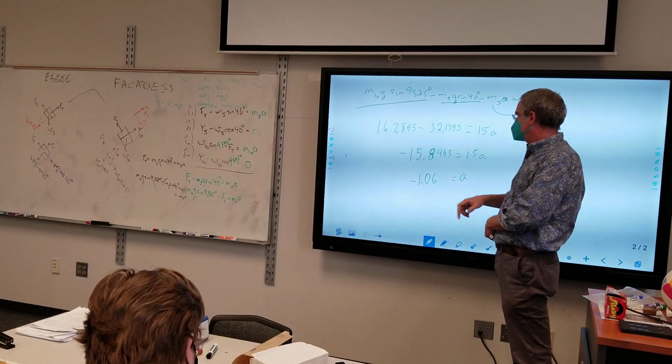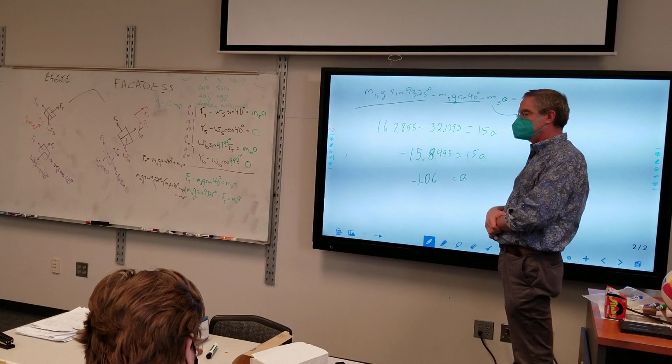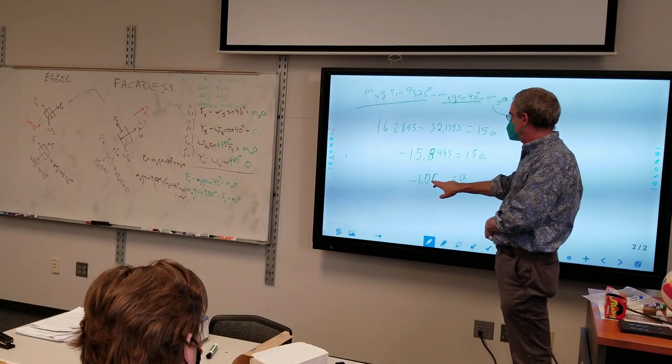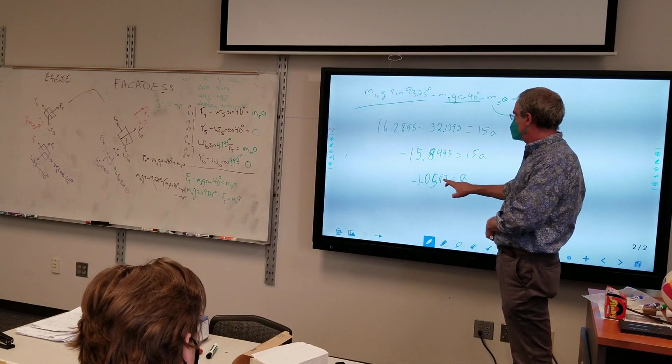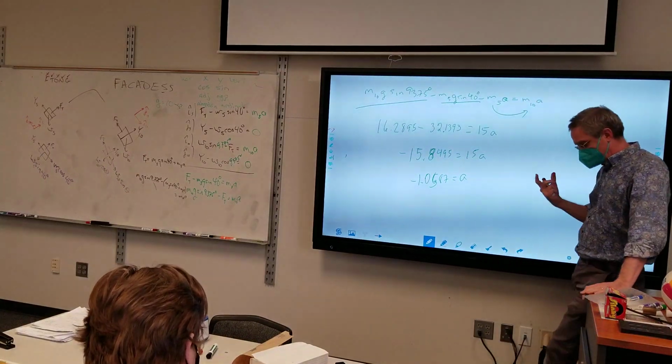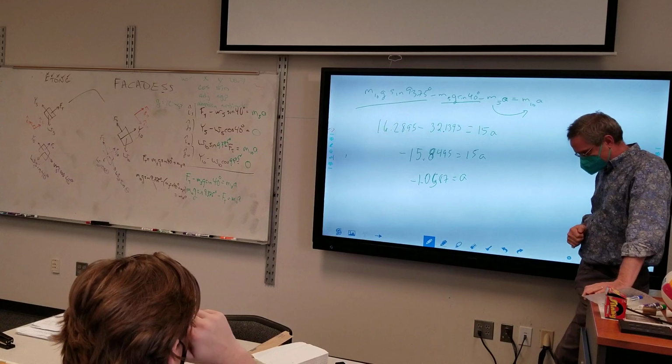My rounding was a bit different, but I got negative 1.0587. Oh, so that's not good. All right, 0.06. And because we were trying to find the acceleration, what are the units? Meters per second squared.